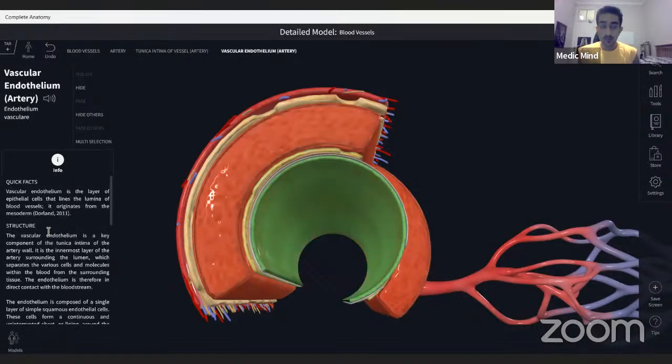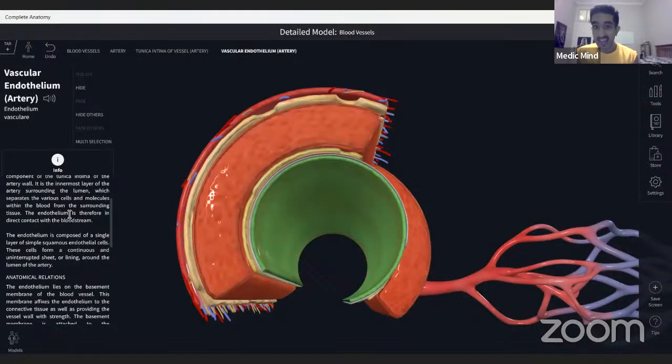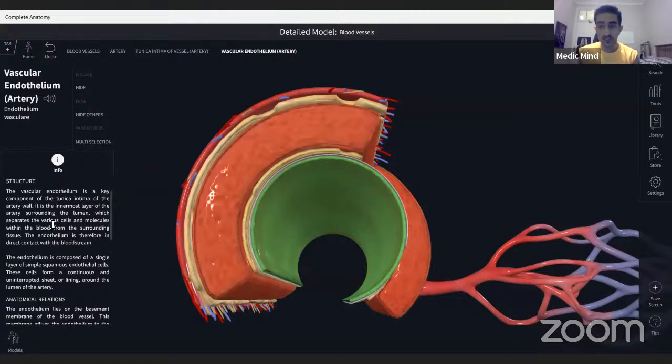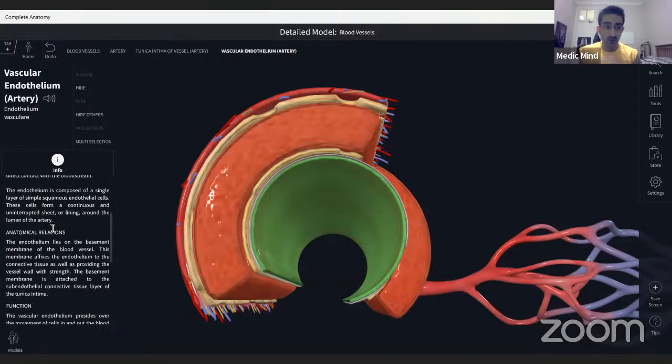Your vascular endothelium is like any endothelium that you find in your body. It's a single layer of endothelial cells, and this forms a sheet around the artery.